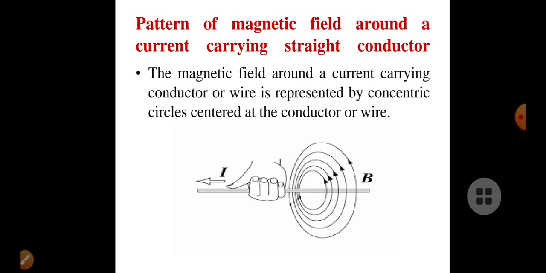But before that, this is a question in the exam. The question will be: what is the pattern of magnetic field around a current carrying straight conductor? Then you have to write this answer: the magnetic field around a current carrying conductor or wire is represented by concentric circles centered at the conductor or wire.